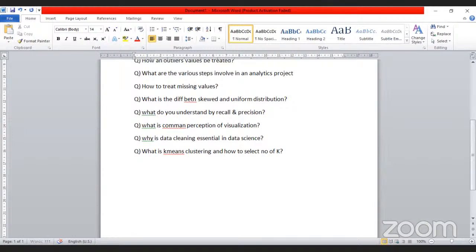The next most important question is, what is the difference between overfitting and underfitting? Think about it and let me know.